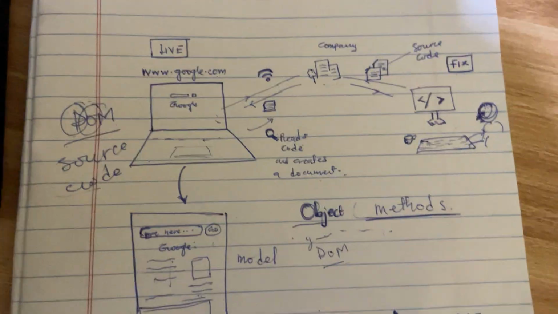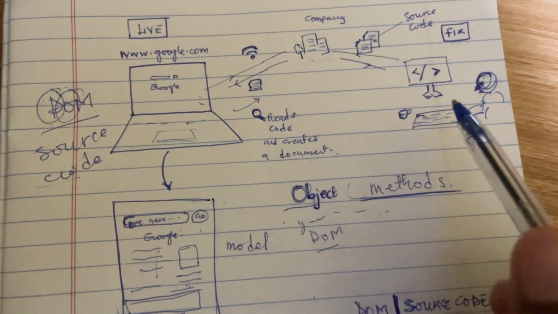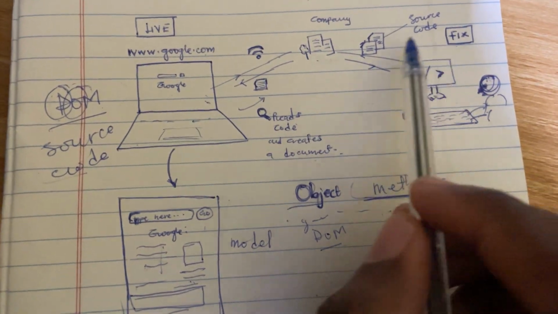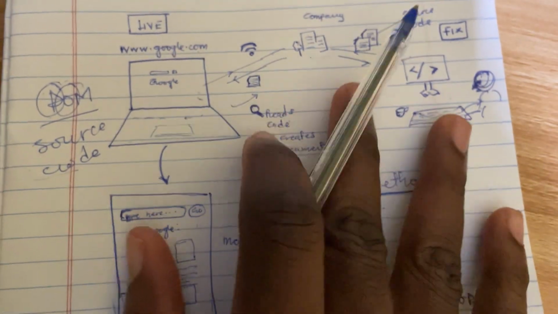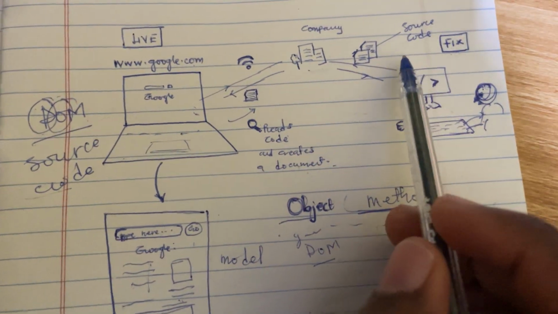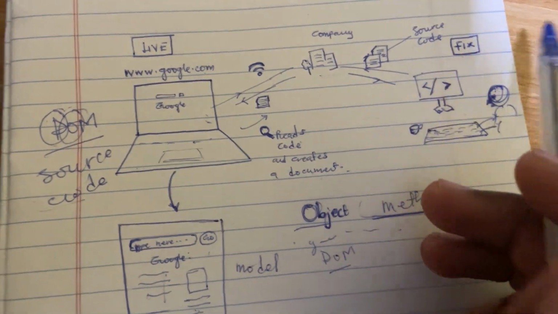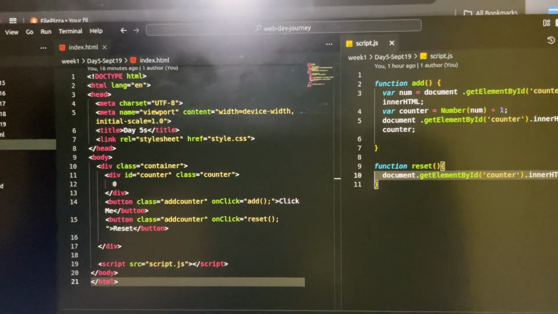Now, somehow, I wrote a line by line instruction on how this page should look on the browser when someone visits it. And that is what we call the source code. And it usually looks like this, something like this.